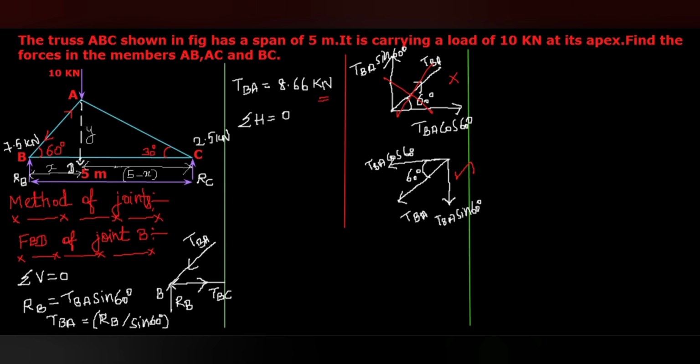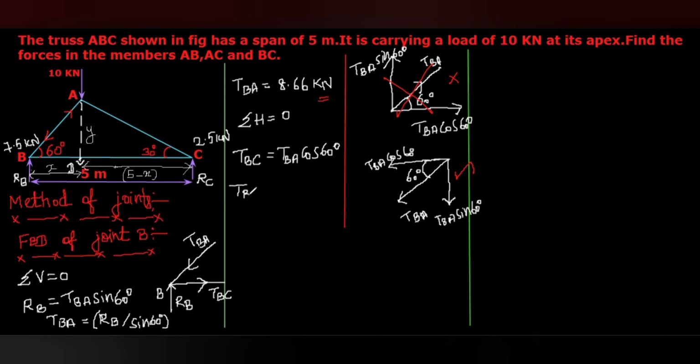That means outwards from the point B. Okay. So for summation of horizontal forces equal to 0 in this joint, we will write TBC equal to the horizontal resolved component of the inclined force TBA. That means equal to TBA cos 60 degree.